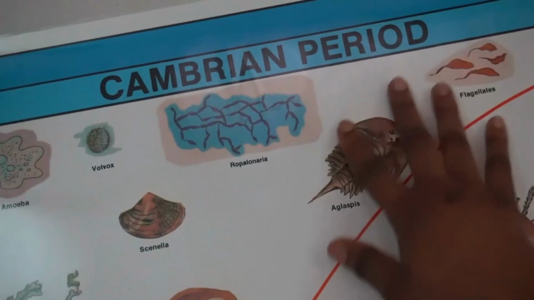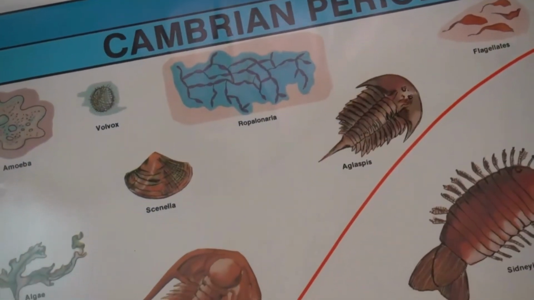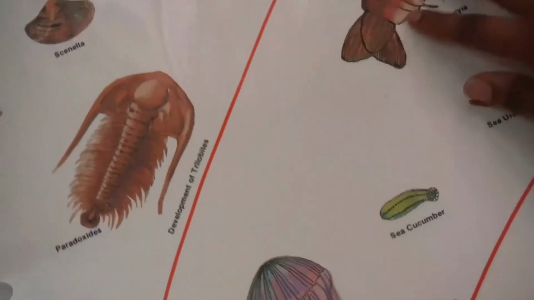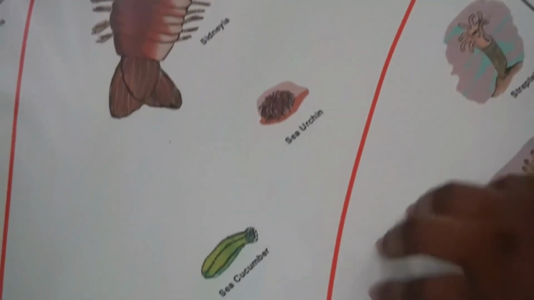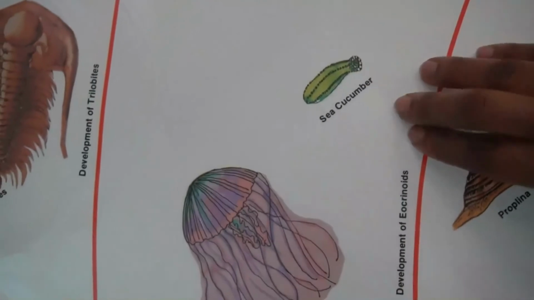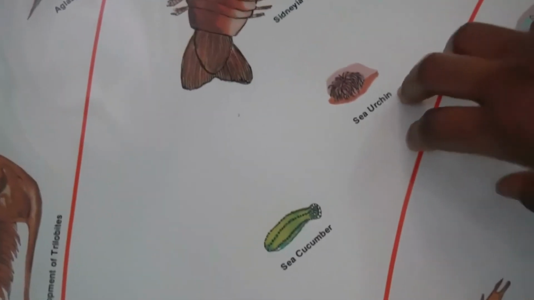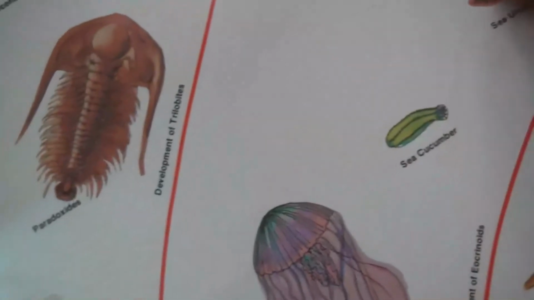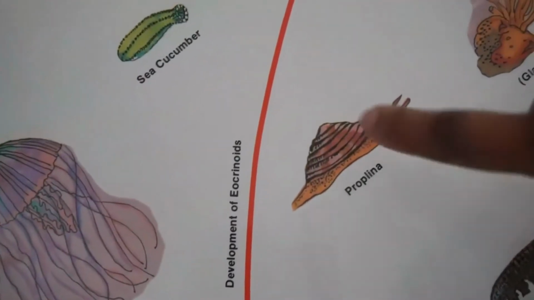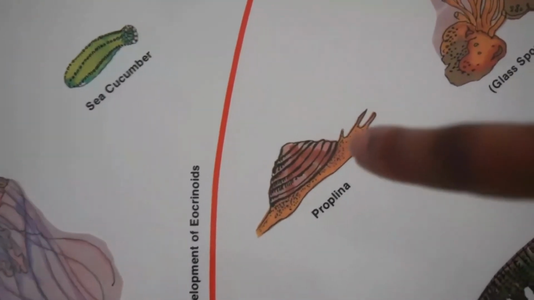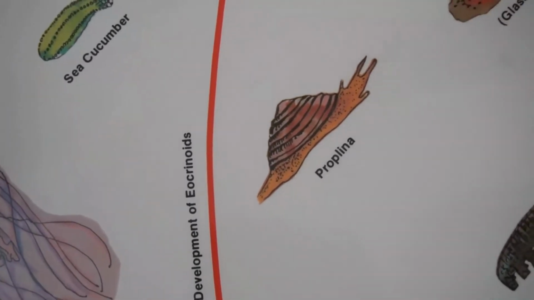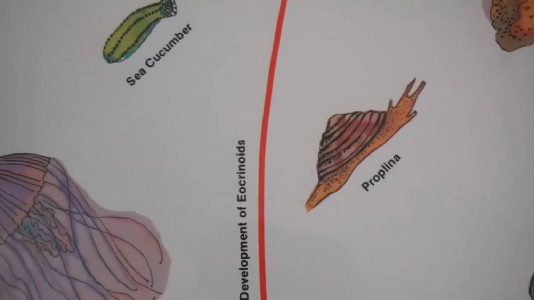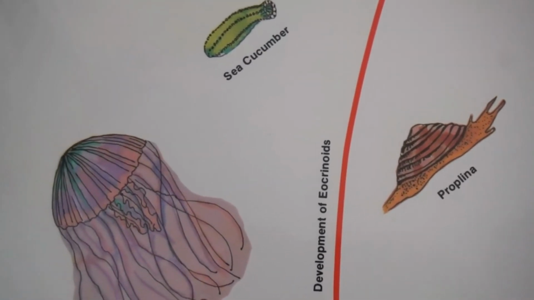So this is the Cambrian period. We've studied the trilobites, we've seen how they evolved from the Cambrian period and went all the way to the Permian period, and we have some which still exist today, like the sea cucumber and the sea urchins, and some which are completely extinct that we can't find again. Here we can see a snail, which is the Poplina, and some of these snails have been in existence for millions and billions of years. So in our next period, we'll be studying the Ordovician period to see what organisms were there.